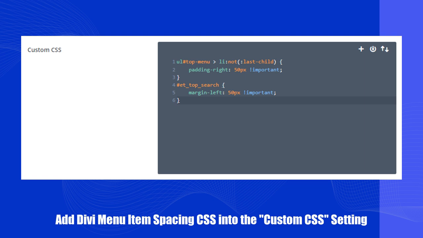The second part of the code adjusts the margin to the left of the search icon, ensuring the spacing looks consistent and balanced. In this example, the spacing is set to 50 pixels, which provides more space between items and a cleaner look. Keep in mind that Divi's default spacing is 22 pixels, so increasing this value will create more space and decreasing it will reduce the spacing. Once you've entered this code into the custom CSS box, your menu will instantly reflect the changes. It's a simple yet effective way to personalize your navigation design and improve the overall user experience.